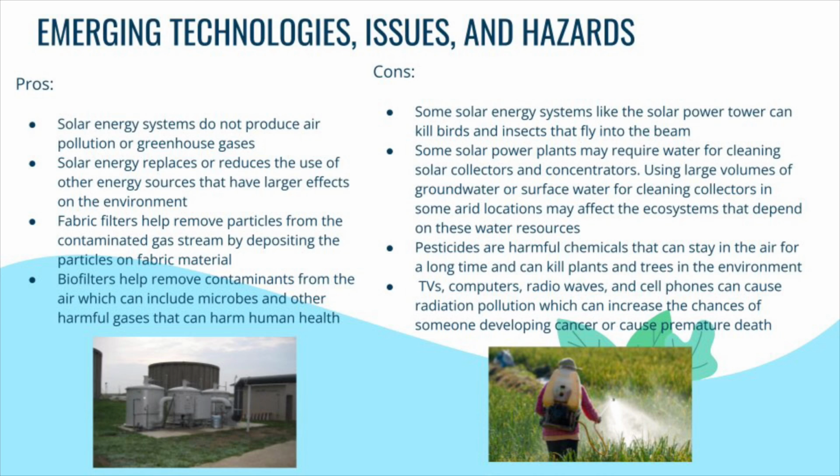As for the cons, some solar energy systems like the solar power tower can kill birds and insects that fly into the beam. Some solar power plants may require water for cleaning solar collectors and concentrators. Using large volumes of groundwater or surface water for cleaning collectors in some arid locations may affect the ecosystems that depend on these water resources. Pesticides are harmful chemicals that can stay in the air for a long time and can kill plants and trees in the environment. TVs, computers, radio waves, and cell phones can cause radiation pollution, which can increase the chances of someone developing cancer.